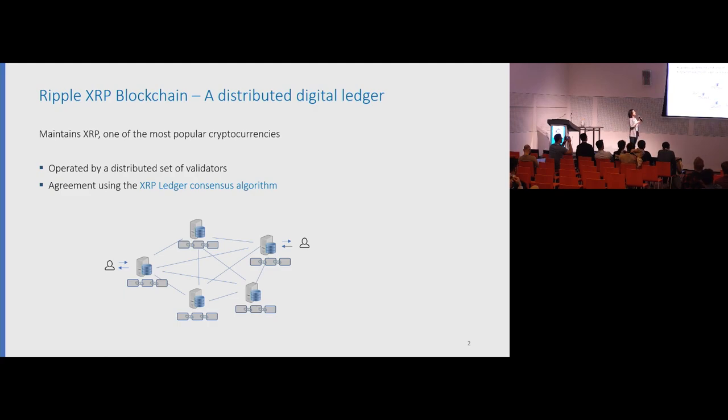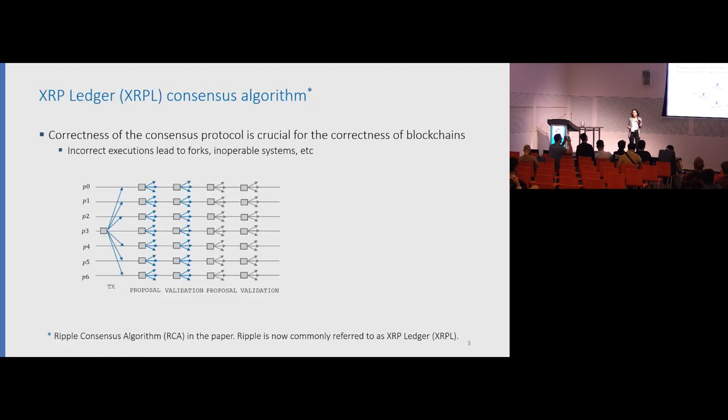For agreement, Ripple uses the XRP ledger consensus algorithm. Different from the consensus in proof of work-based systems like Bitcoin or Ethereum, Ripple follows the design patterns of the traditional consensus algorithms in distributed computing. So the consensus algorithm is structured into a sequence of communication rounds. In each of the rounds, the nodes exchange some messages to vote for what to do.